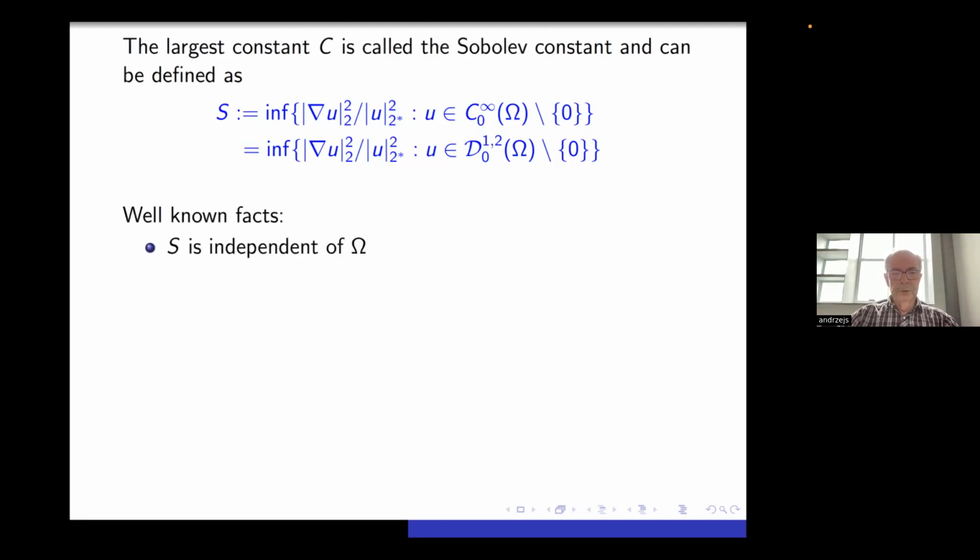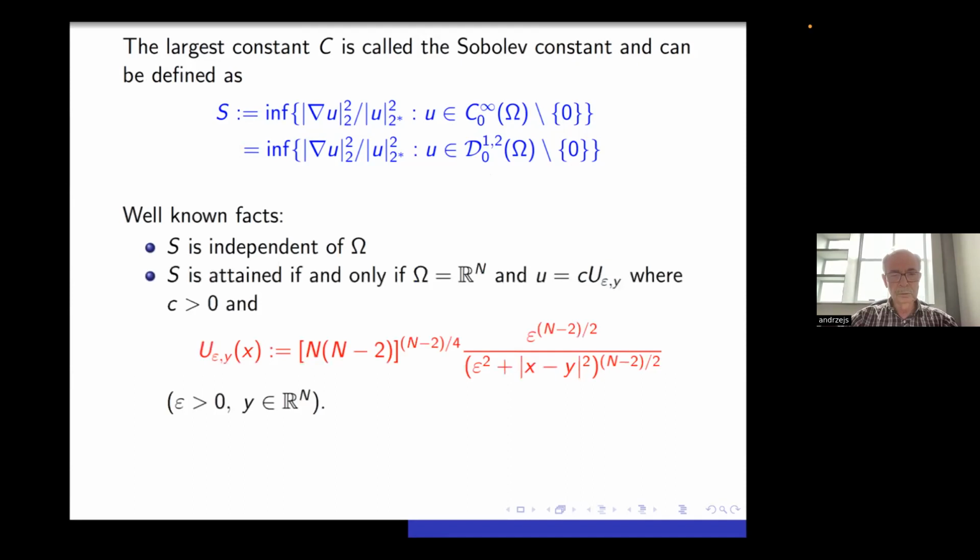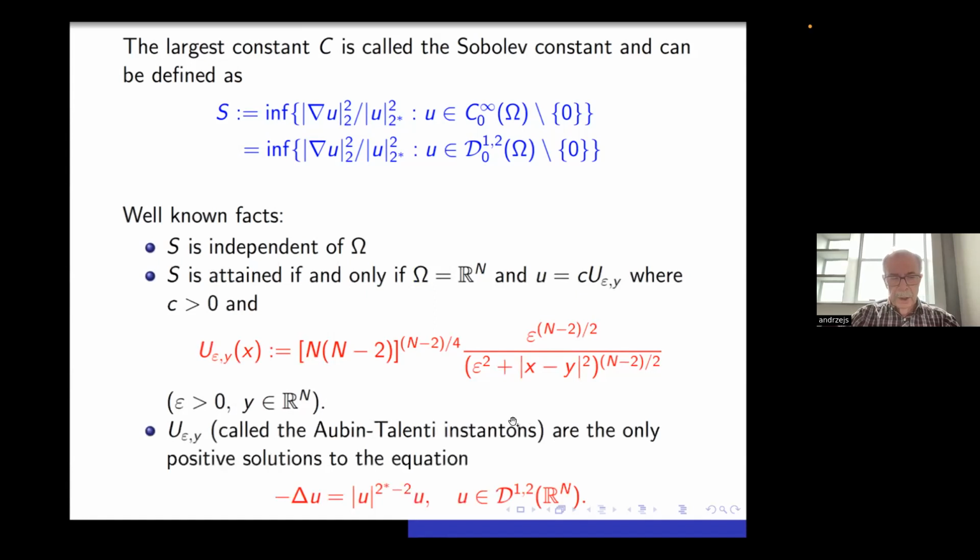So let me recall a few well-known facts. First of all, S is independent of omega. And also S is attained if and only if omega is the whole of R^n, and u is equal to some constant times this function. This is a well-known function called the Aubin-Talenti instanton, and these functions are the only positive solutions to this equation.